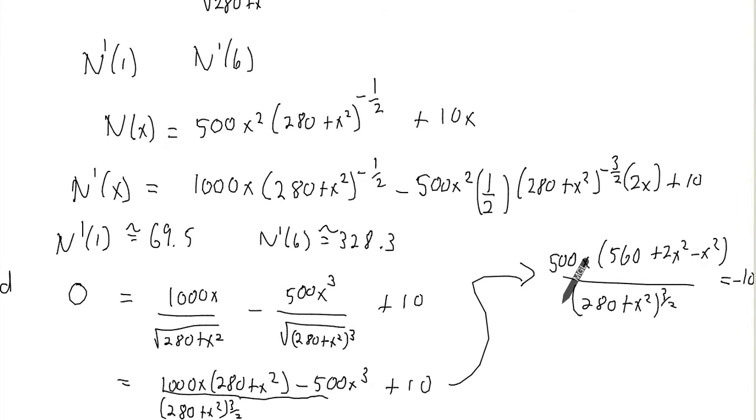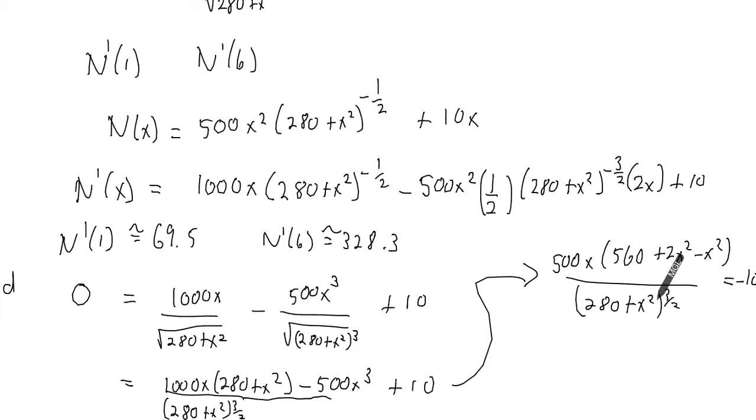Now if I look at this, I'll do some sort of analysis here. This denominator, 280 plus x squared to the power of 3 over 2, is always positive, no matter what. No matter what x value I have, this will always be positive. Here I have 2x squared minus x squared, which simplifies to just plus x squared. 560 plus x squared is always positive. So the only way I can get a negative number is this part right here.